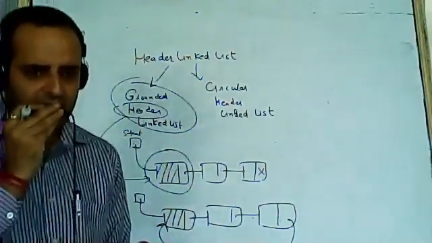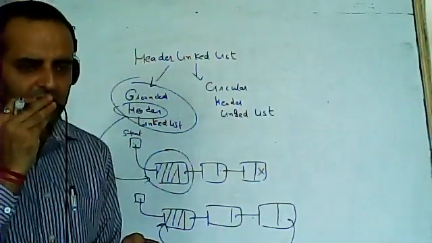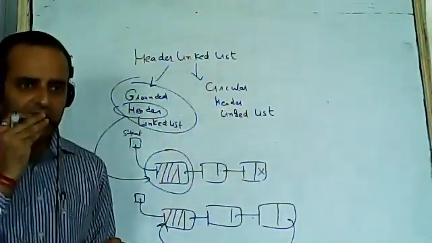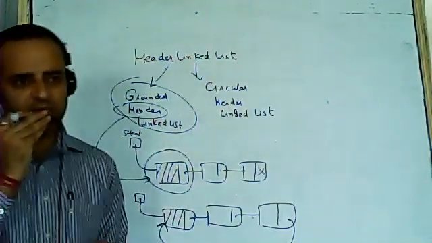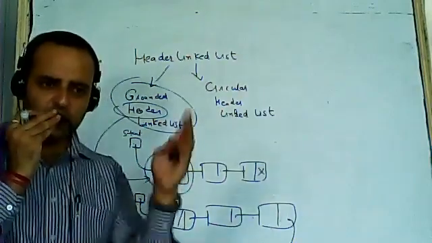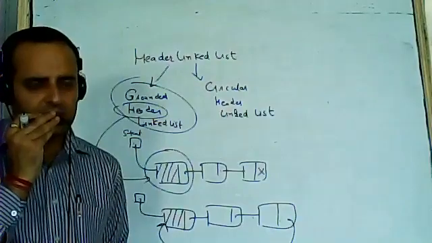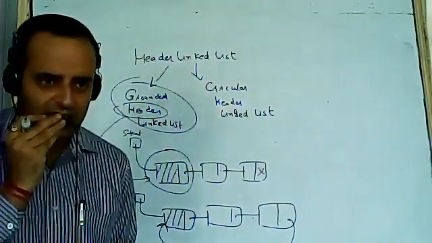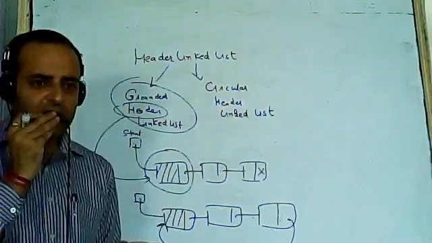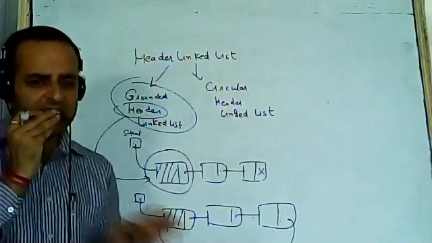Is it clear? So we are not doing the algos for circular because only one condition is going to change. The rest whole algo is same. Is it clear to everyone? Only condition is going to change.